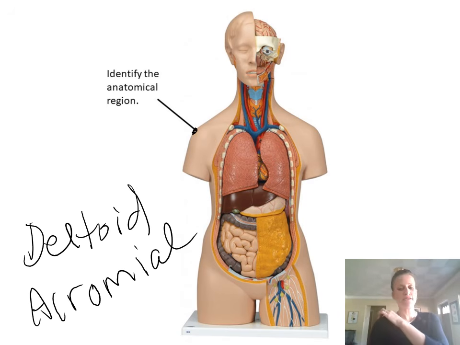There's a process, a part of your scapula, your shoulder blade, that sticks out right here, and it's called the acromion. So you can feel it. If you feel here on your shoulder, you feel this little bone that's sticking up right there. That's the acromion. So acromial is where the acromion is. So deltoid or acromial would be okay for the shoulder.